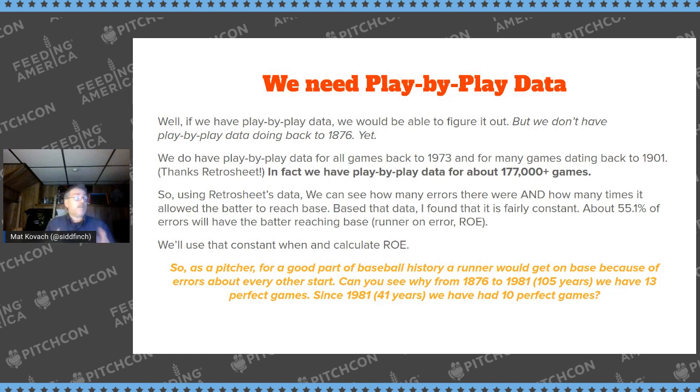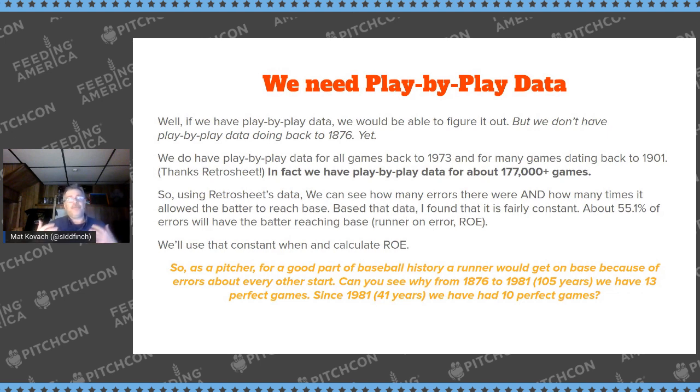So what I did is I went in and I looked for when there was an at-bat, there was an error, and the batter got on first base. This is commonly called reached on error, ROE, or row. I found from that data that about 55.1% of the time when there was an error, the batter reached first base.